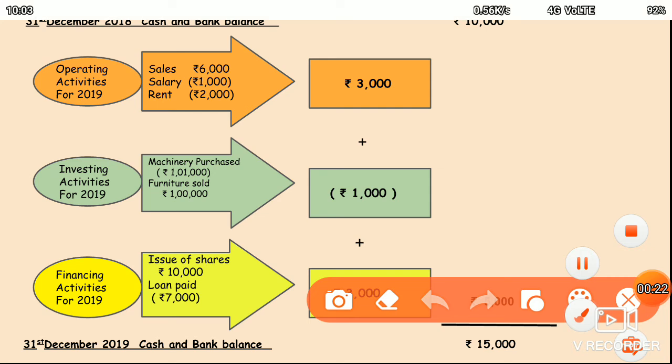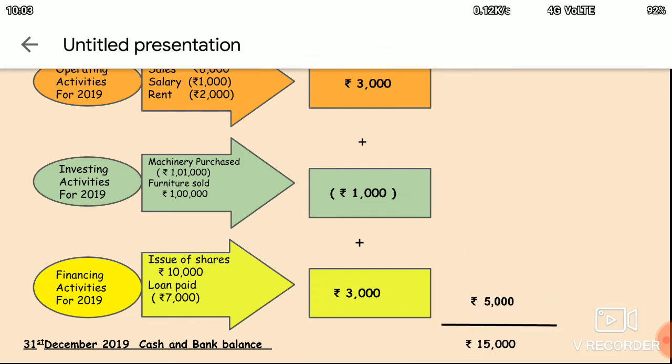In this example, if we add the net cash generated or used from operating, investing and financing, that is rupees 3,000, a negative amount of rupees 1,000 and a positive amount of 3,000 for the year 2019, we get net increase in cash for the year 2019 of rupees 5,000. I hope now it is clear.